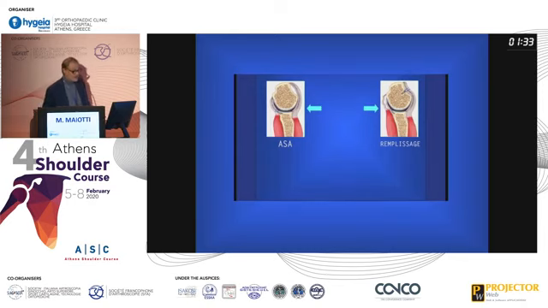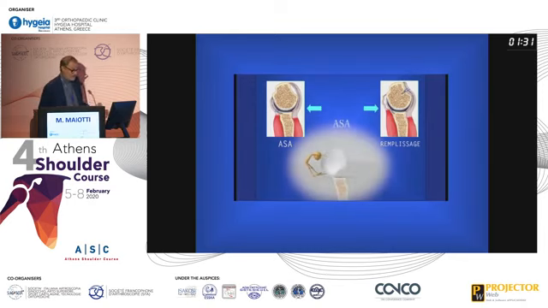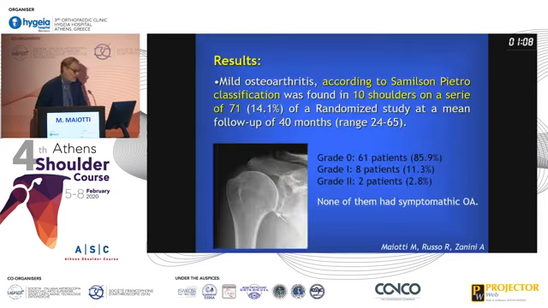And we think that the ASA functions in the opposite way of the remplissage, because it pushes the humeral head behind, and the remplissage pulls the humeral head behind. So it's an opposite action, but you address the problem where it is, in the anterior side, not in the posterior side.